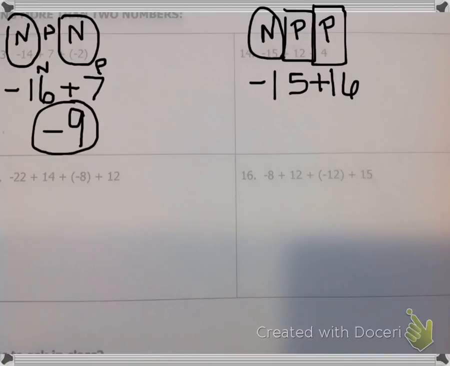Now I have a negative 15 plus 16. So you have a negative and a positive. So you have same signs or different? Different signs, subtract. 16 minus 15, find the difference of the two numbers, is 1. And it would be a positive because the larger number is a positive.